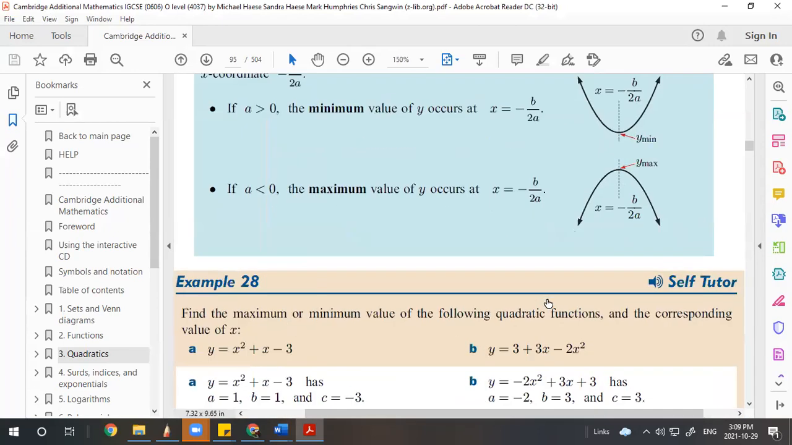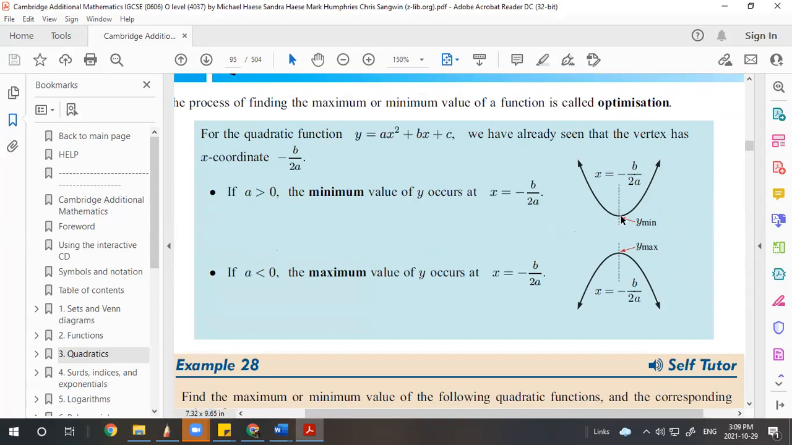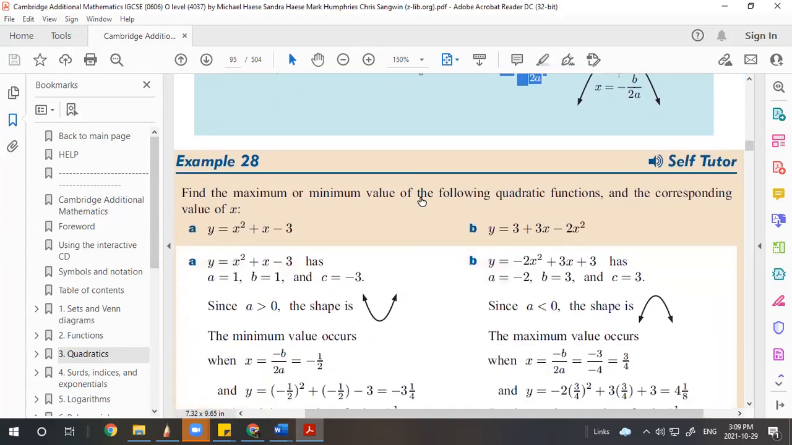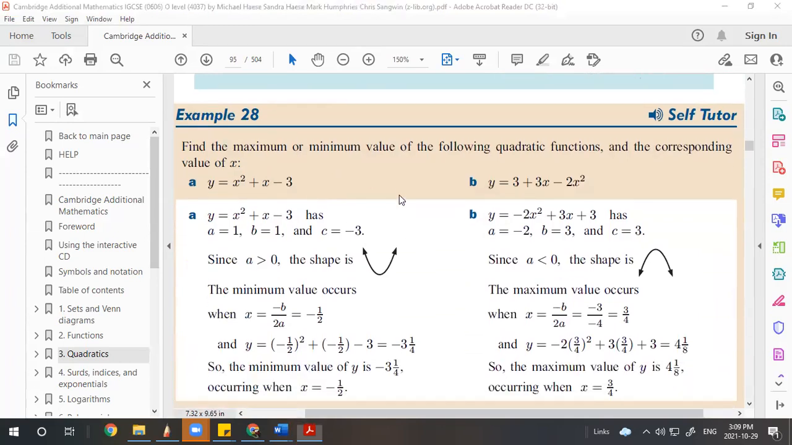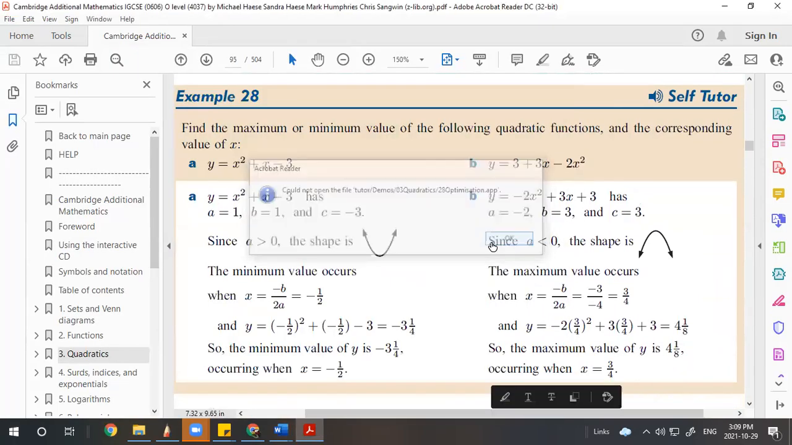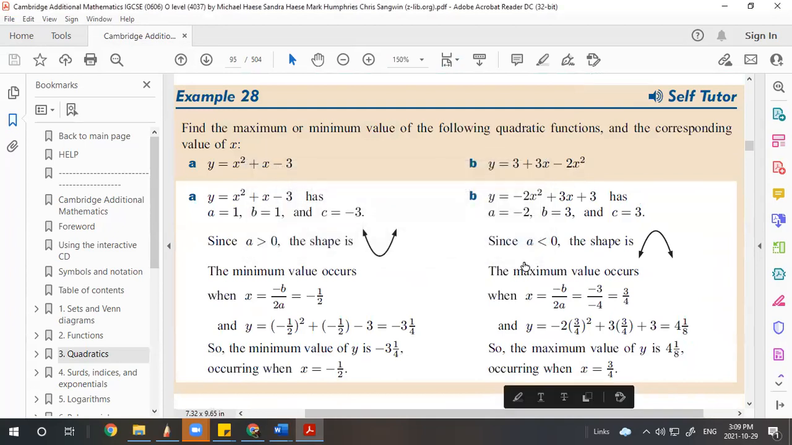Yep. See, we have x equals negative b over 2a. It can be y minimum and it can be y maximum. And the formula is always negative b over 2a for the x, I mean the symmetrical x. So find the maximum or minimum value of the quadratic function. Okay, later we just put the formula, x equals negative b over 2a.